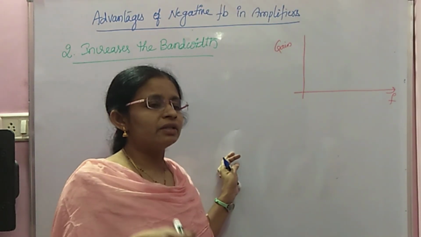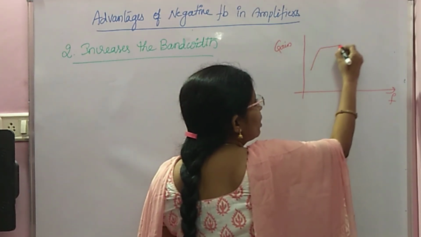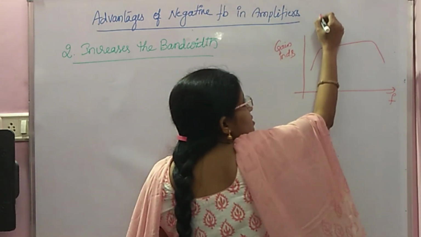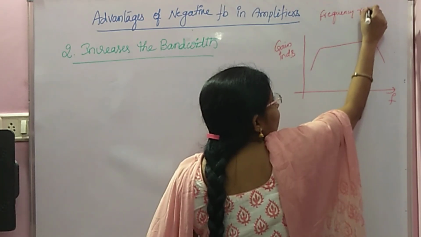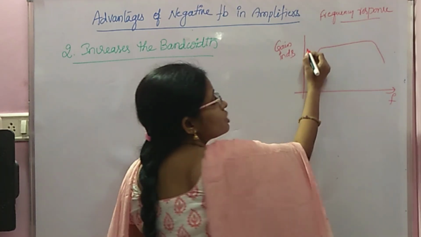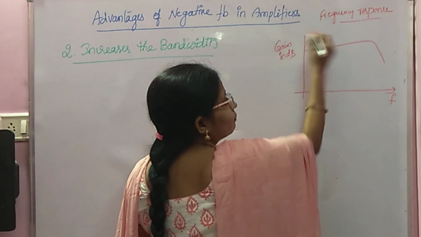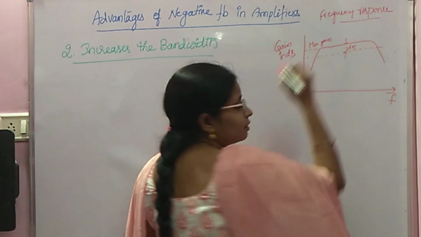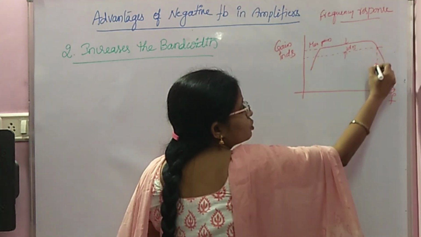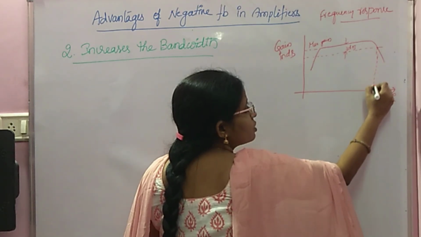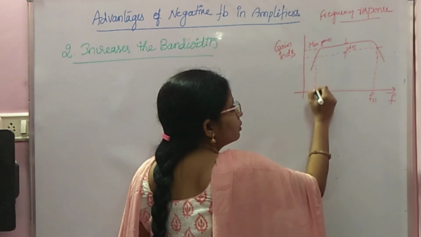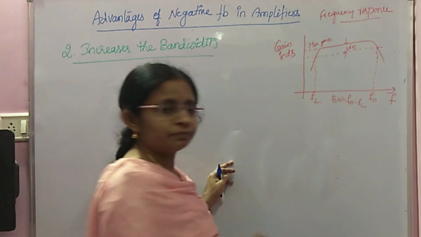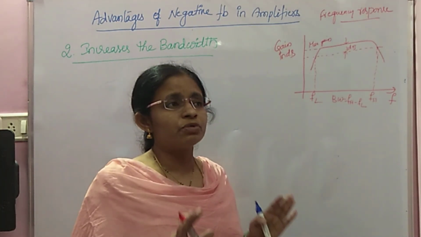In general, for an amplifier that we are using for audio frequency purpose, the frequency response is like this. If you take this as gain in dB, this is your frequency response. This is your maximum gain. And by subtracting 3 dB, this is your 3 dB. Draw a line. It touches the response at 2 points. This point is called the upper cutoff frequency, and this is called the lower cutoff frequency. So what is bandwidth? FH minus FL.